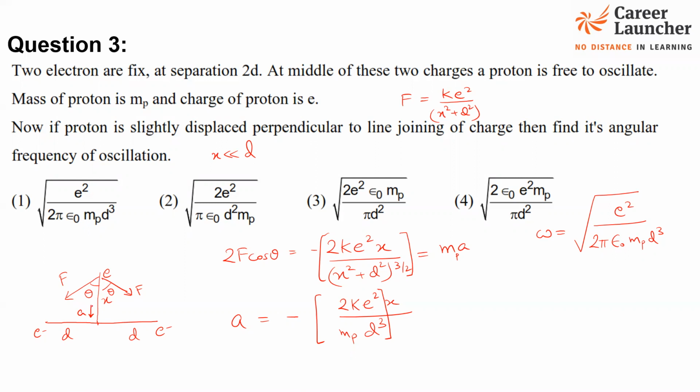So that is my option 1 will be the answer. Similarly, the time period could be asked or frequency could be asked. One thing also that you can keep in mind, that if it was a negative charge, then it would have displaced along the charges to perform SHM. For a positive charge, it is displaced perpendicular to them.